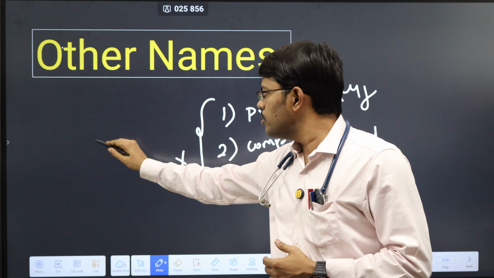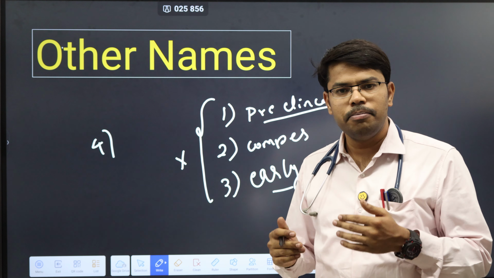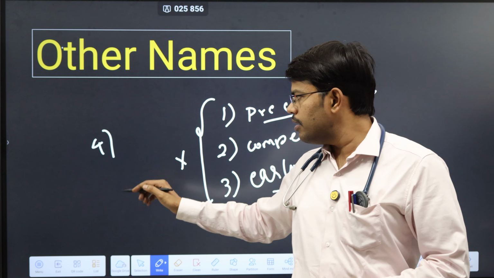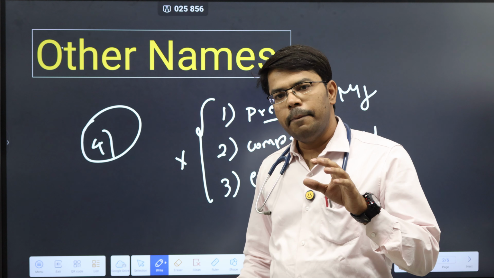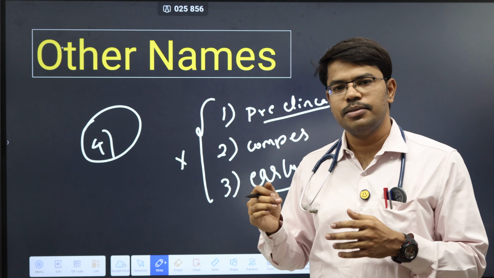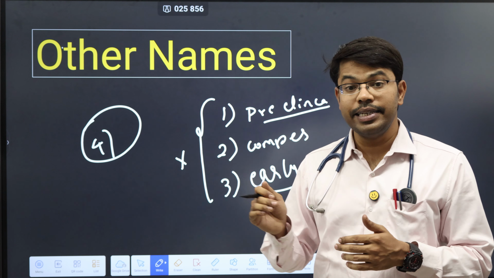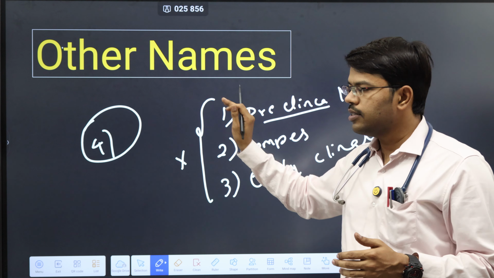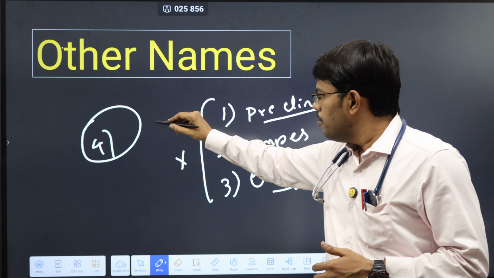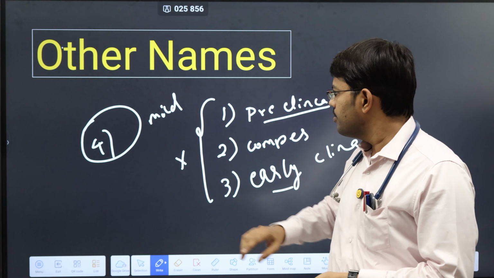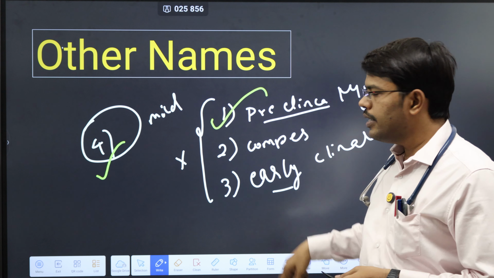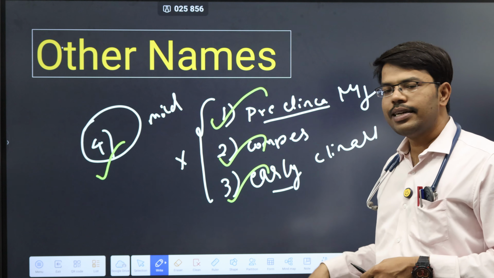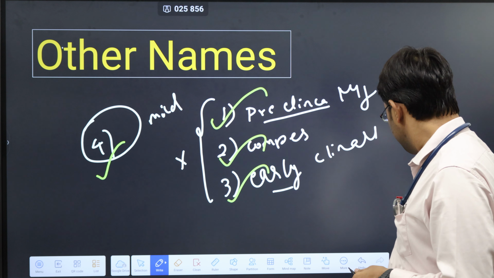And one more terminology they use is mild thyroid failure. It's not totally or moderately or severely involved, only very mild. The hormone levels are maintained at the normal level, but the compensatory or stimulatory mechanism is increased. If these kinds of names come in the exam, don't get confused. It is nothing but subclinical hypothyroidism only. Mild thyroid failure, preclinical myxedema, compensated hypothyroidism, early clinical hypothyroidism. These are all the other names.